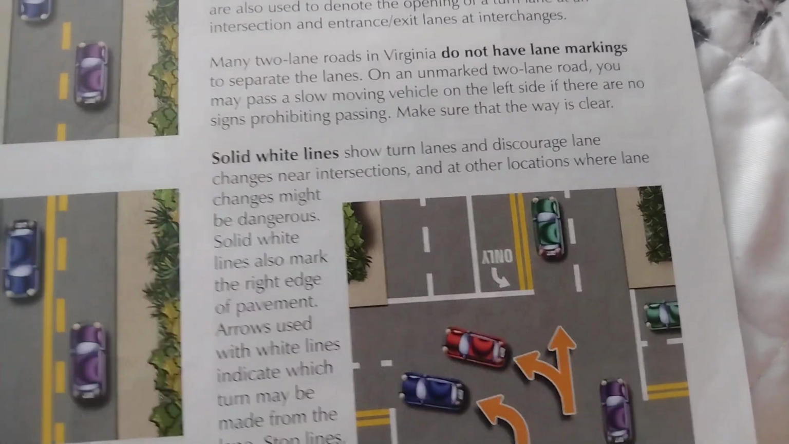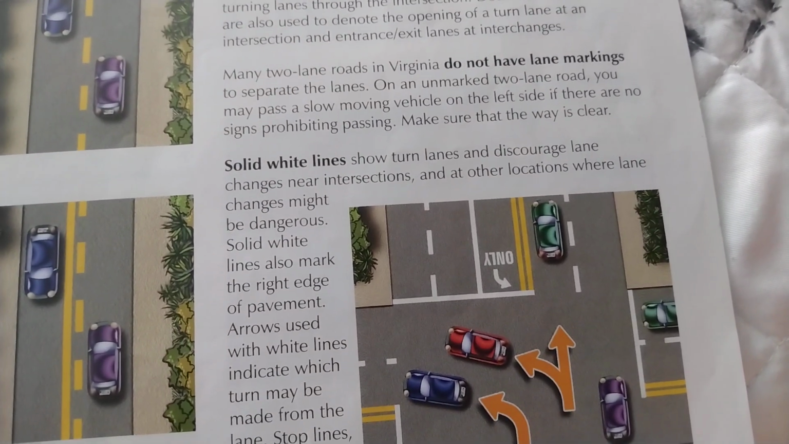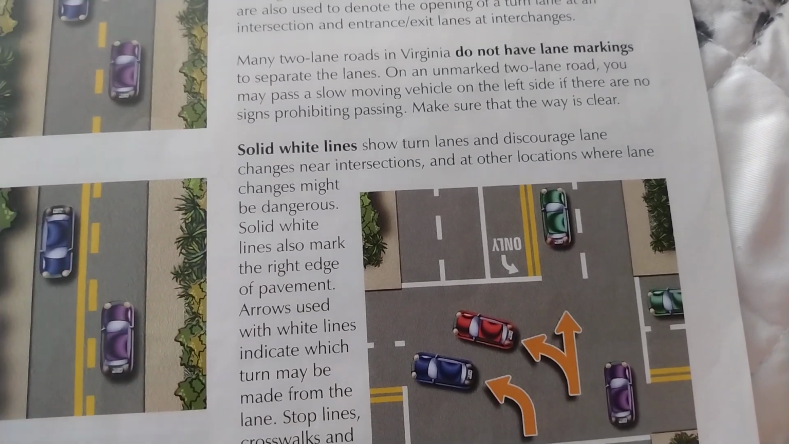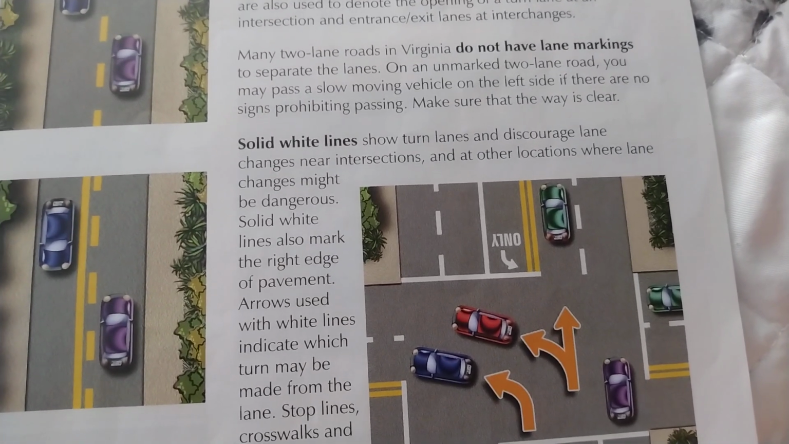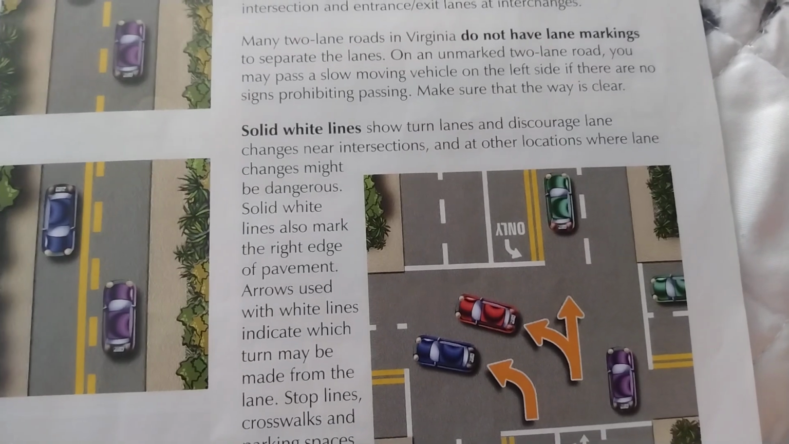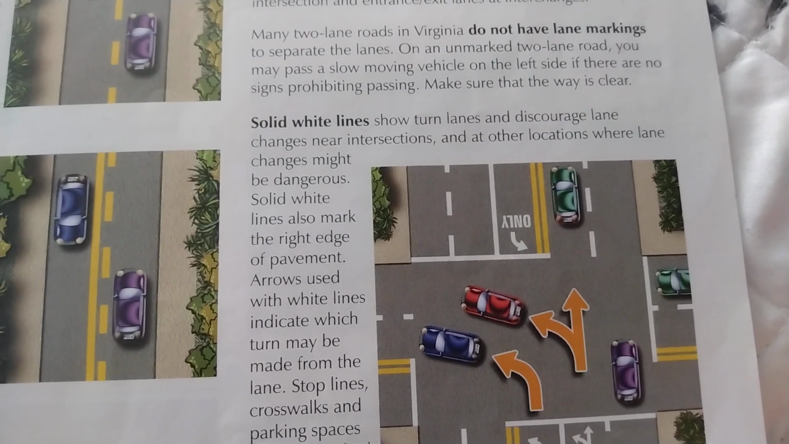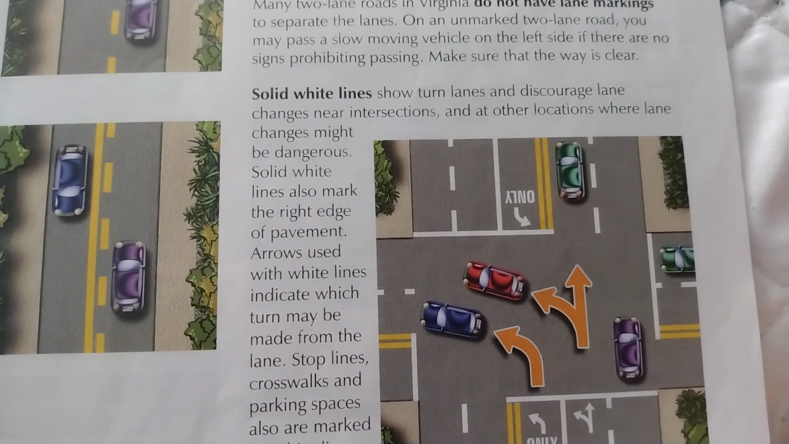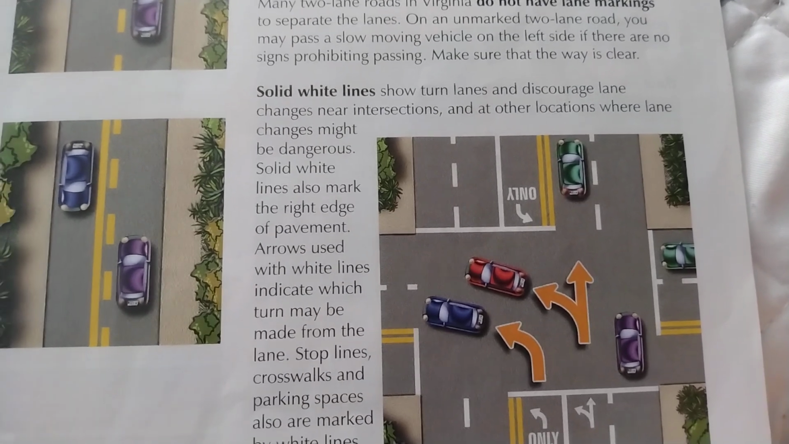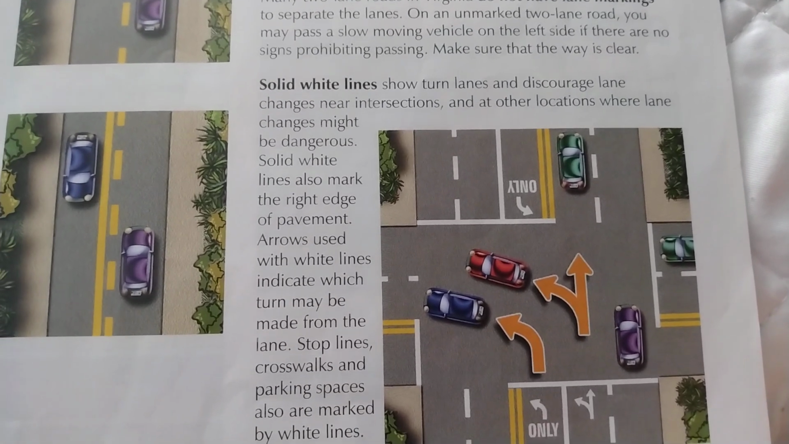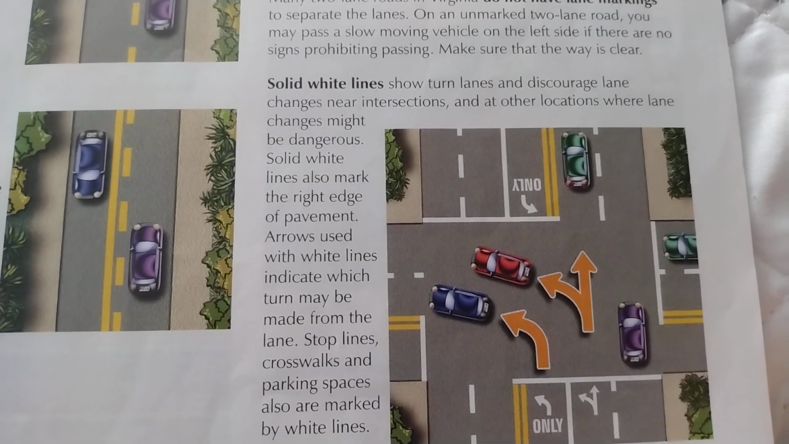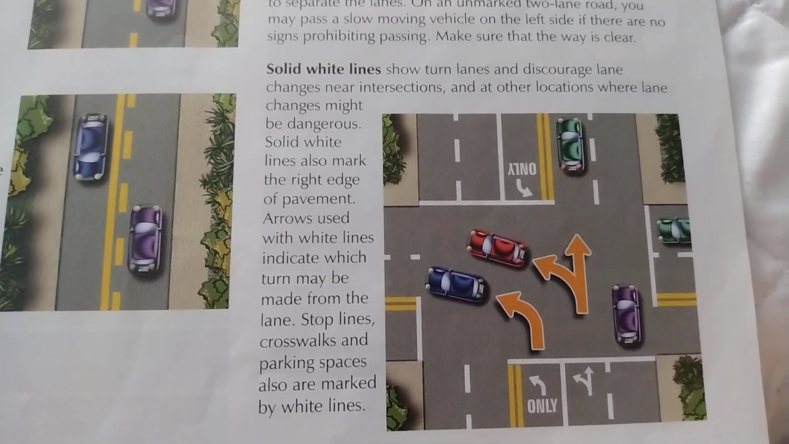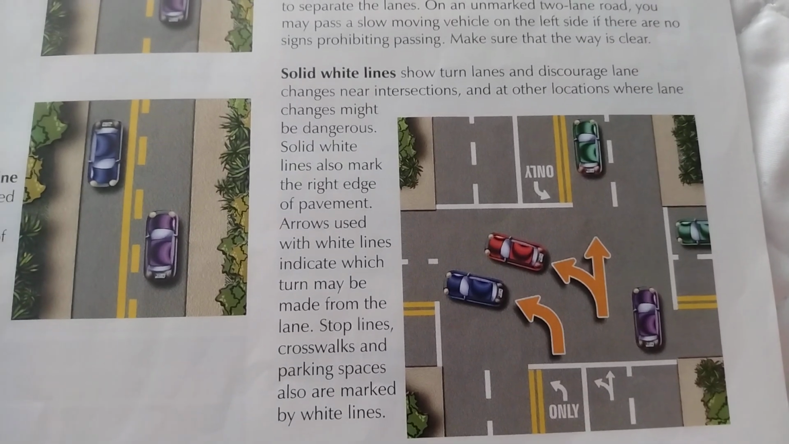Solid white lines show turn lanes and discourage lane changes near intersections and at other locations where lane changes might be dangerous. Solid white lines also mark the right edge of pavement. Arrows used with white lines indicate which turn might be made from the lane. Stop lines, crosswalks, and parking spaces also are marked by white lines.